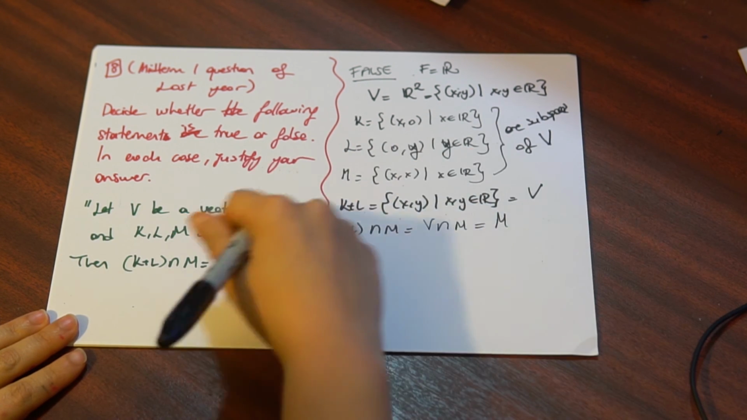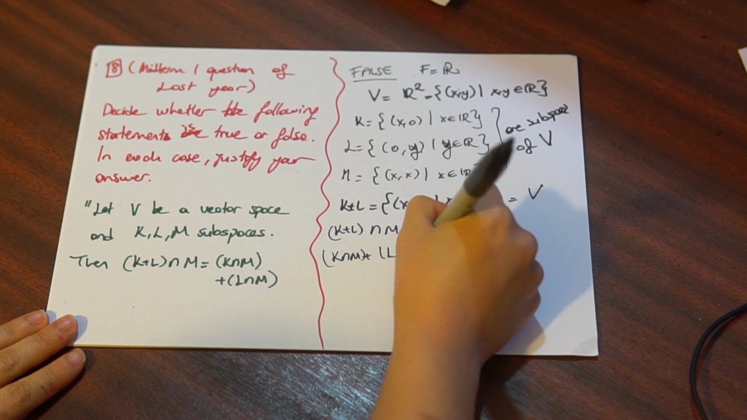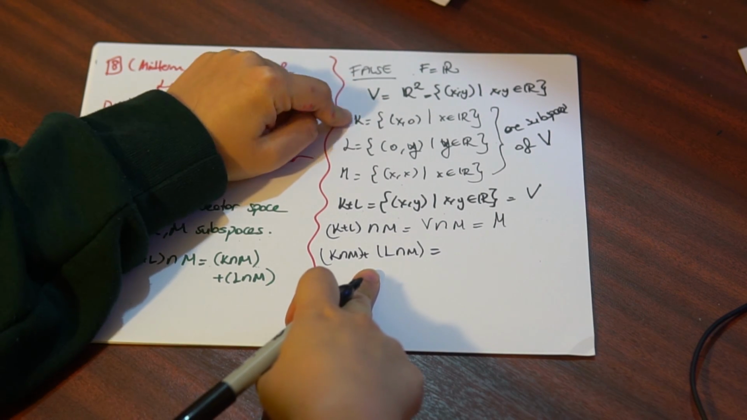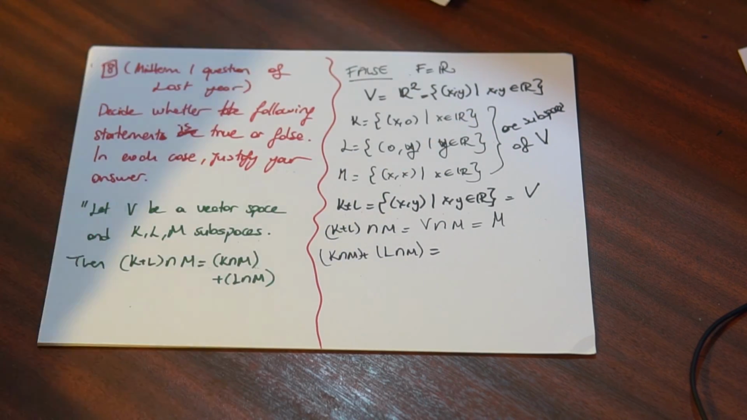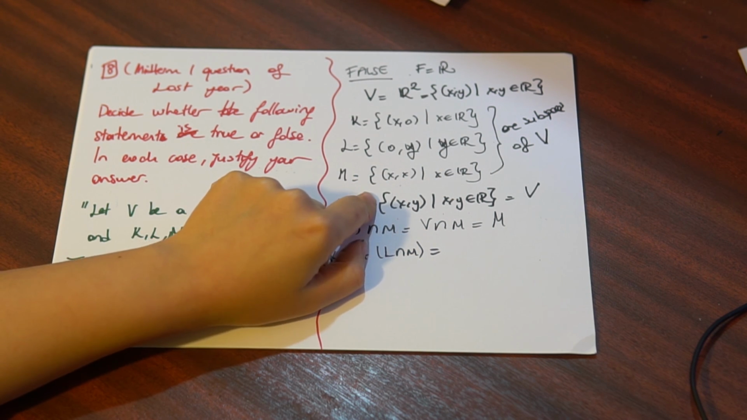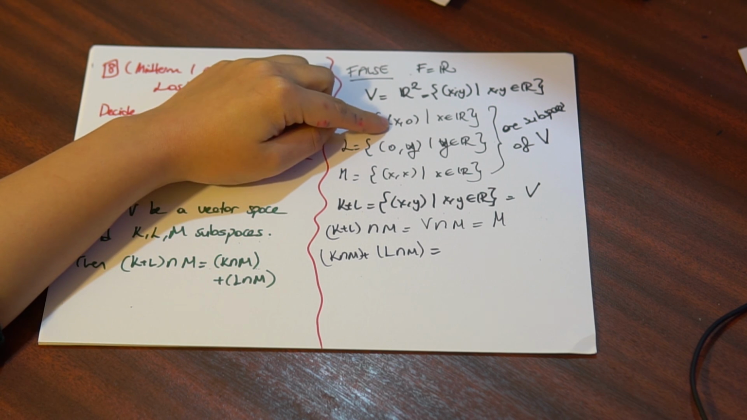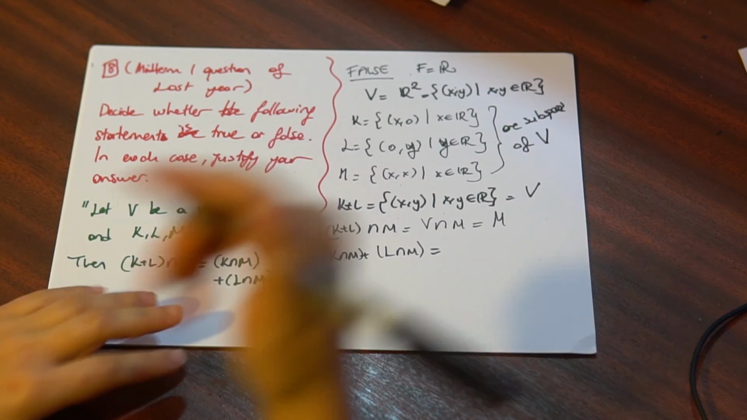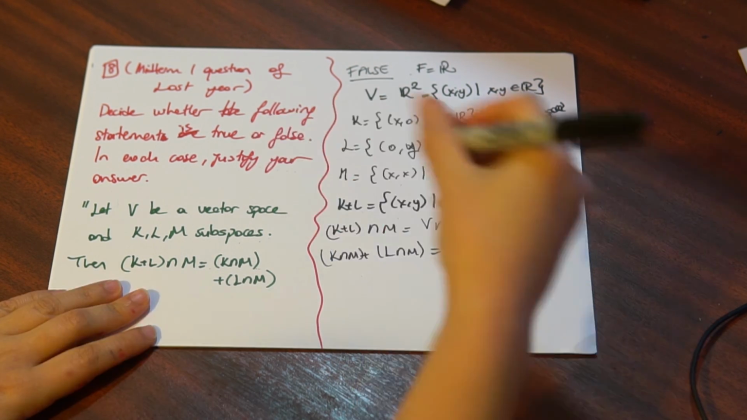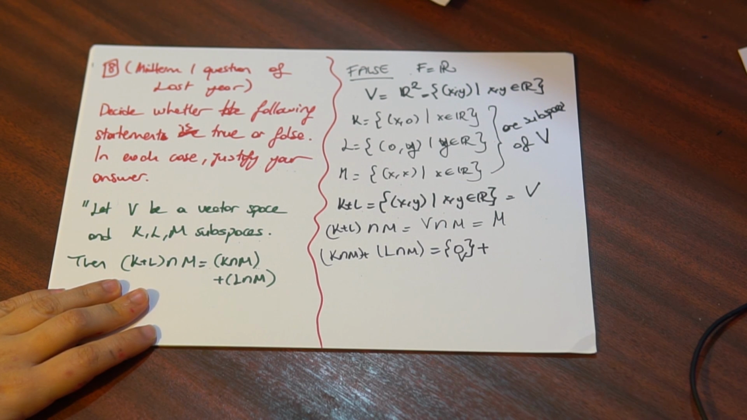Now we also need to find what this one is: K intersection M plus L intersection M. Let's look at K intersection M. K is the tuples x, 0 with x in R, and M is the tuples x, x with x in R. Both components must be equal, right? We know the second component is always 0 in K, so the first component must also be 0. So K intersection M only contains the 0 of V.